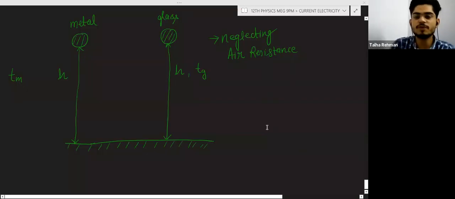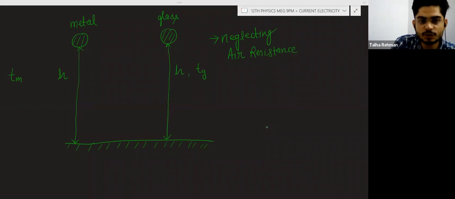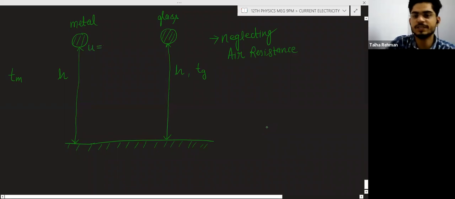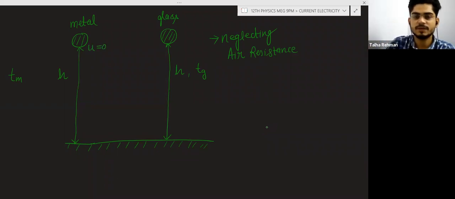So when you are dropping something, it means the initial velocity of the body is zero, because initially there is no velocity. So the initial velocity here is also zero, because we are dropping both at the same time.